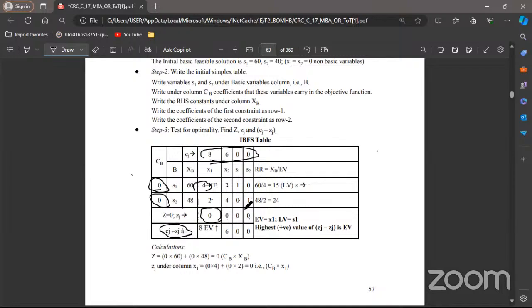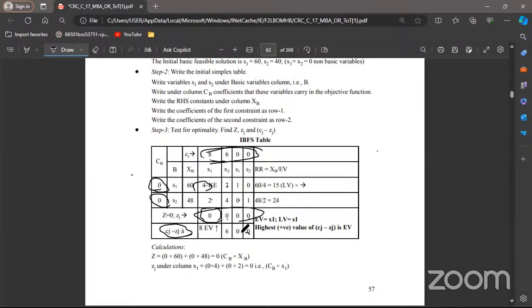Then we have Cj minus Zj. See, we have written it all nicely in the table so that it is easy for us to calculate. Okay. So Cj is here on the top. Zj just now we have calculated. You just subtract. 8 minus 0 is how much? 8. 6 minus 0 is? 6. 0 minus 0 is? 0. Right? Is it clear?